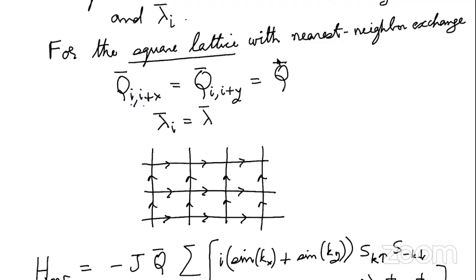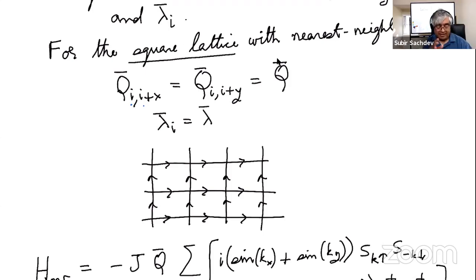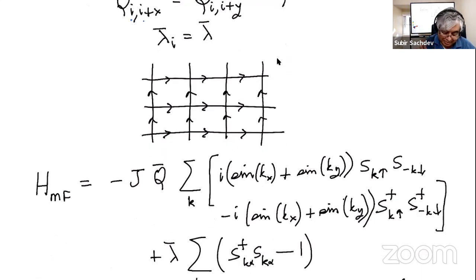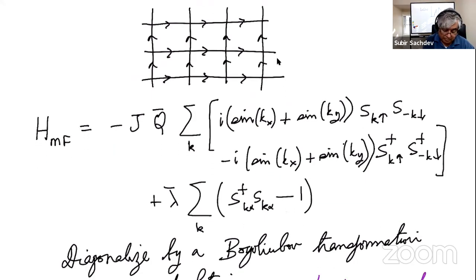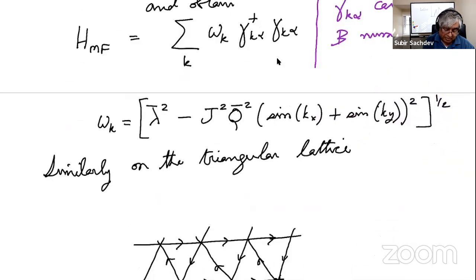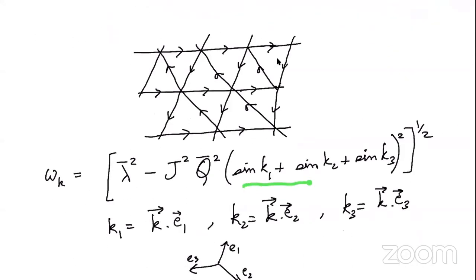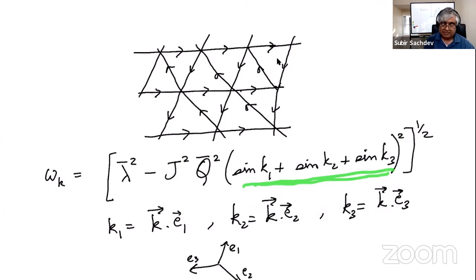But there's still some P wave pairing, as you said. Let's call it a P wave pair, but let's not call it a P wave superconductor. And is this a chiral P wave, or is it not a px plus ipy wave? It's not chiral. This is some particular representation of the square lattice space group and triangular lattice space group, which is odd in parity, but it doesn't break time reversal.